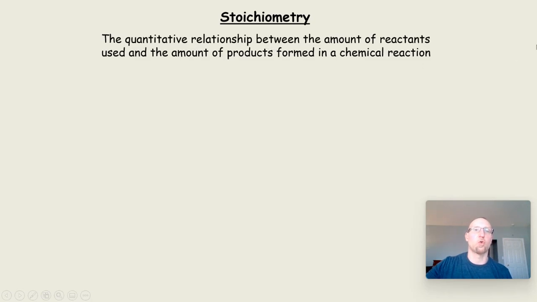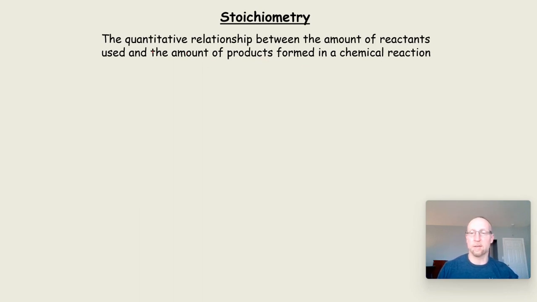So, what is stoichiometry? Stoichiometry is the quantitative relationship between the amount of reactants used and the amount of products formed in a chemical reaction. So that's stoichiometry. So take a second and jot that down, and we'll talk about it. So what are we looking at here? We're dealing with the relationship between the reactants and the products, right? The amount of reactants used and the amount of products formed.